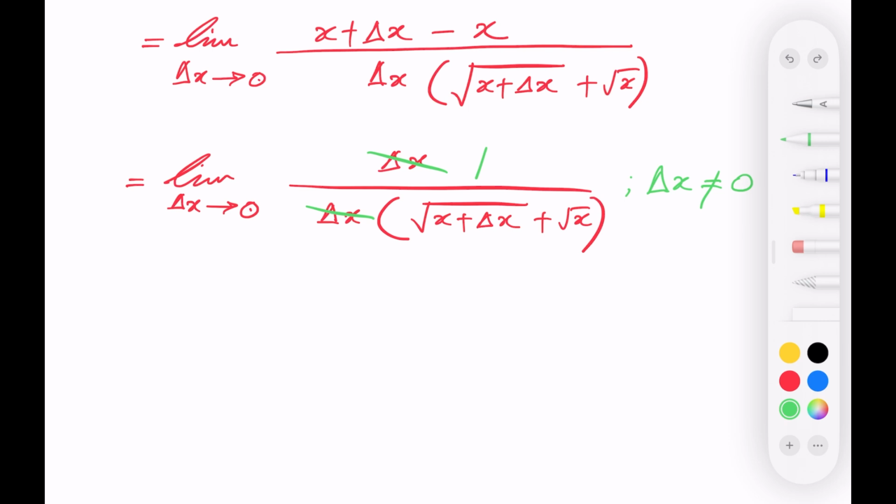Now we can do the direct substitution. If you do the direct substitution, which means we need to put delta x equals 0, that direct substitution leads you to 1 over, the first term is just square root x when delta x is equal to 0, and then there's another square root x term. Those two will be simplified to become 2 square root x. So that's a problem we need to solve.